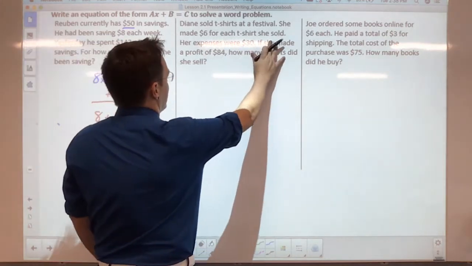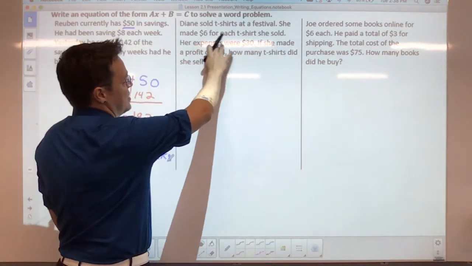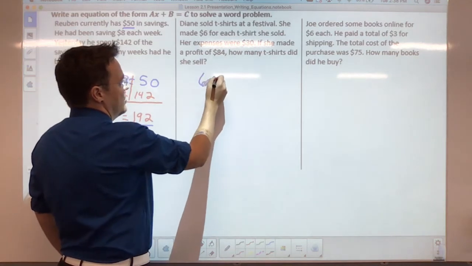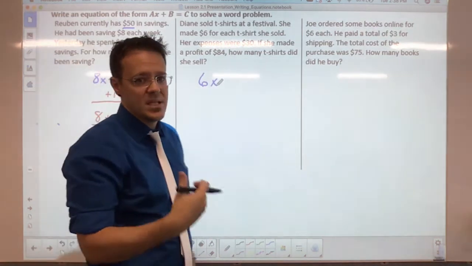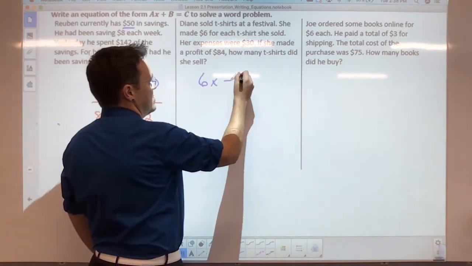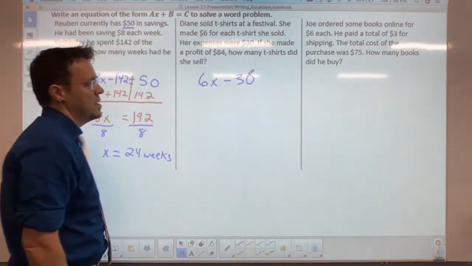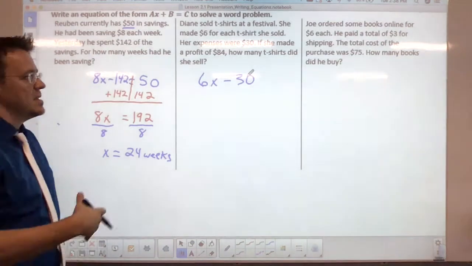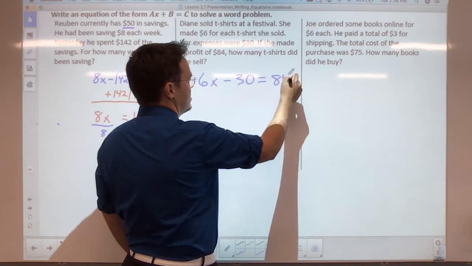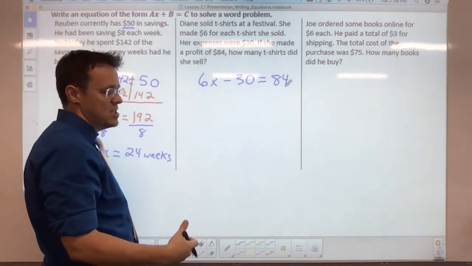Diane sold t-shirts at a festival. She made $6 for each t-shirt that she sold, so she made $6 for every shirt. That's how much profit she gets. Her expenses were $30. Expenses are a negative commodity, something that she spent. If she made a profit of $84, how many t-shirts did she sell?